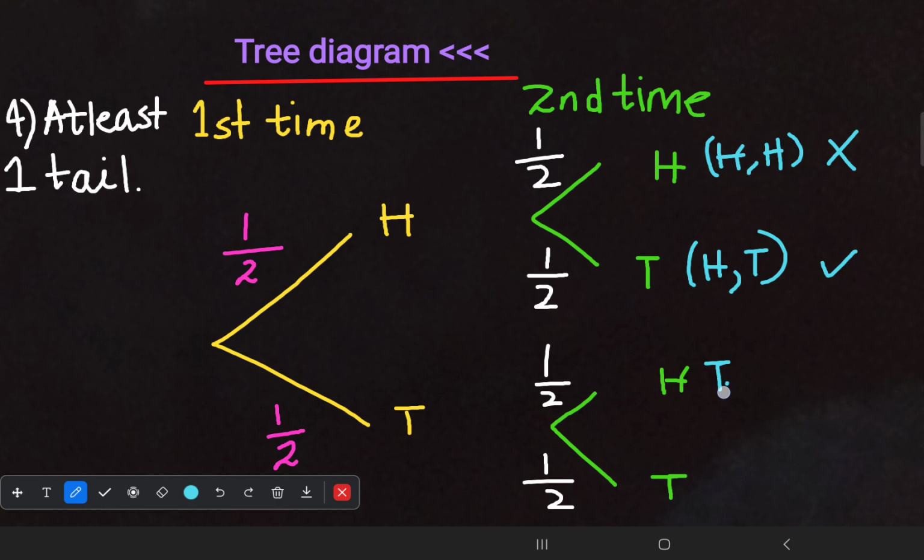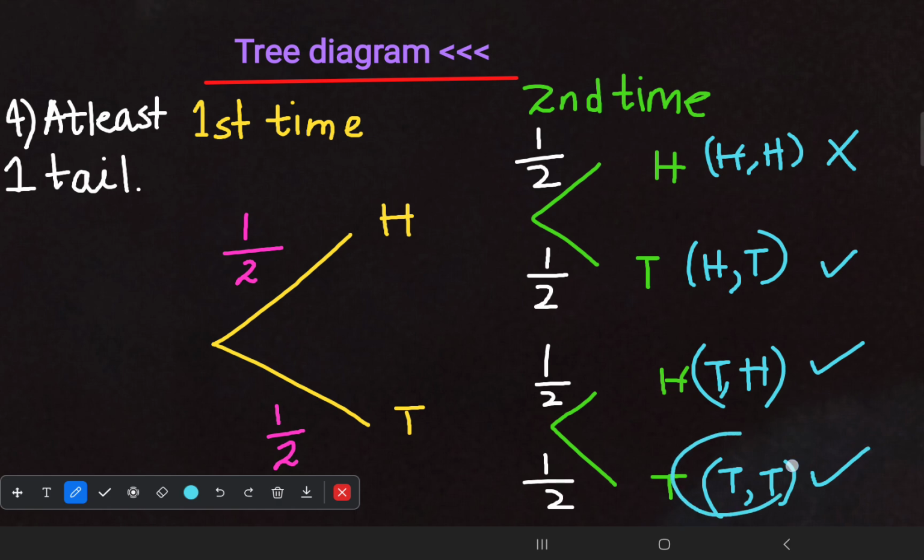So likewise, here we need this probability. Here also tail and head, we need this probability. The question is asking at least one tail. Here they are receiving two tails, that means at least one tail is also happening here. Two tails means at least one tail is included in this condition. So you should multiply half and half. So it should be 1 upon 4.